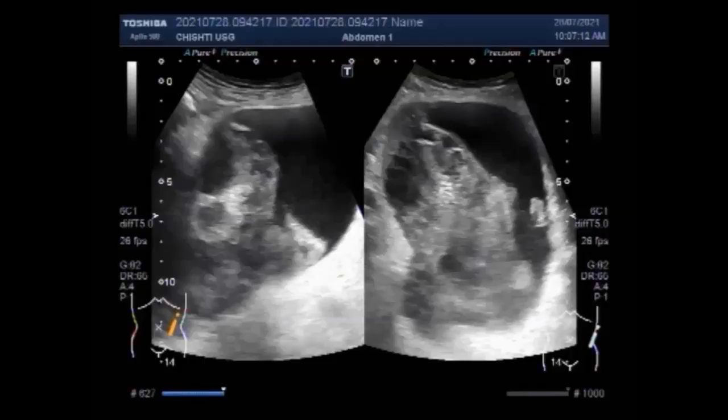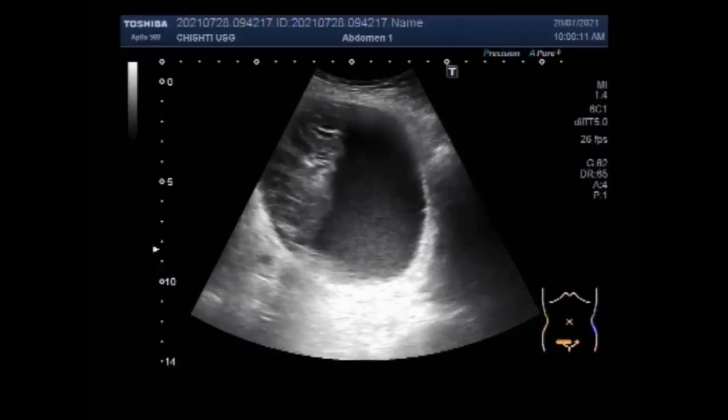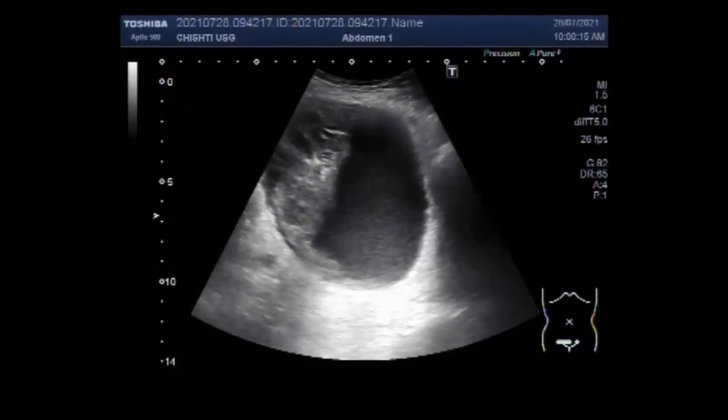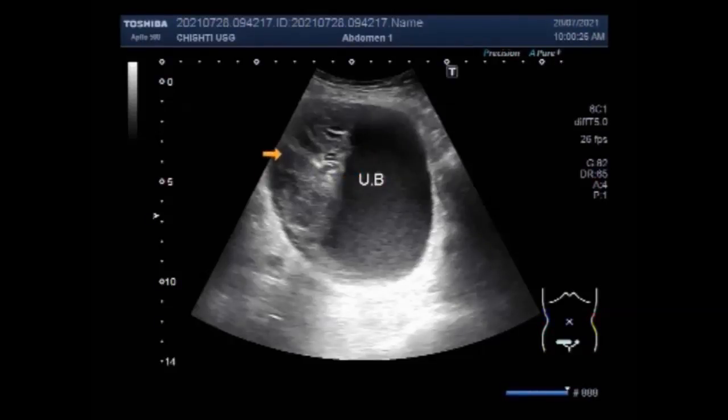Left lateral wall and the base of the urinary bladder has a mass, and this mass is invading the left ureterovesical junction. So there is hydronephrosis of the kidney along with the hydroureter. The urinary bladder has a large amount of thick sludge in it.